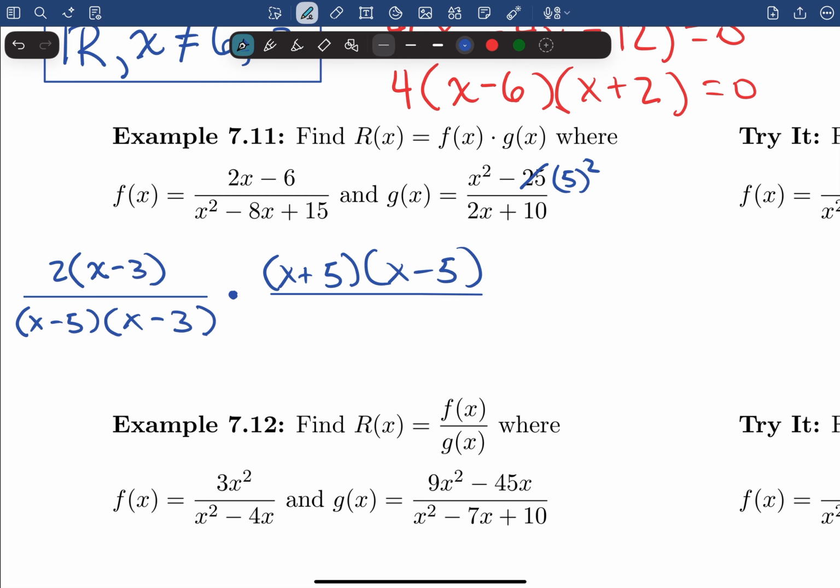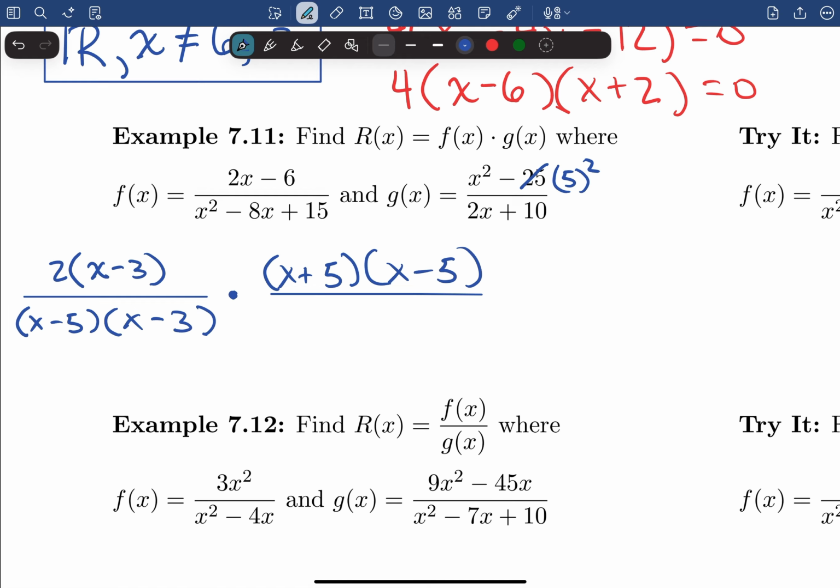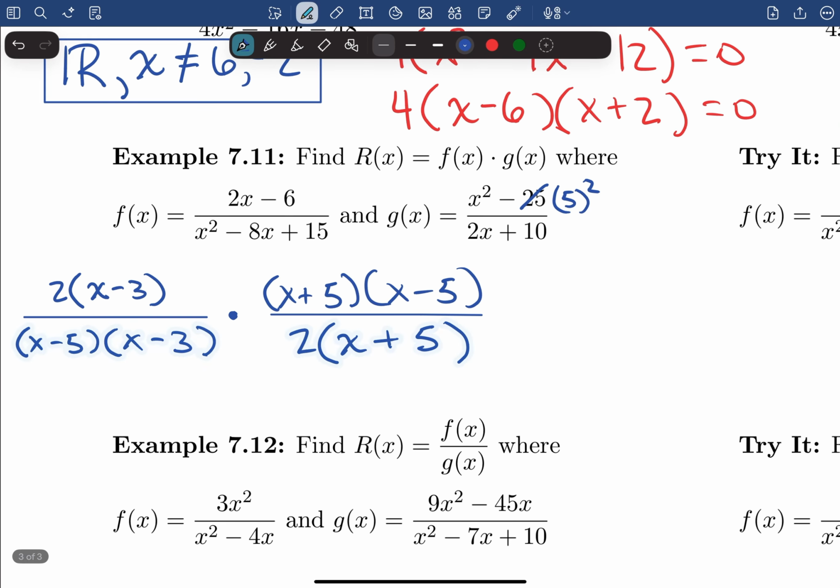And lastly, the bottom of this function is 2x plus 10, and so you see a GCF, right? You can factor out a 2, and you're left with an x plus 5. Great, we just factored everything as we multiplied these two functions together. And now we can see if any of the factors cancel each other.